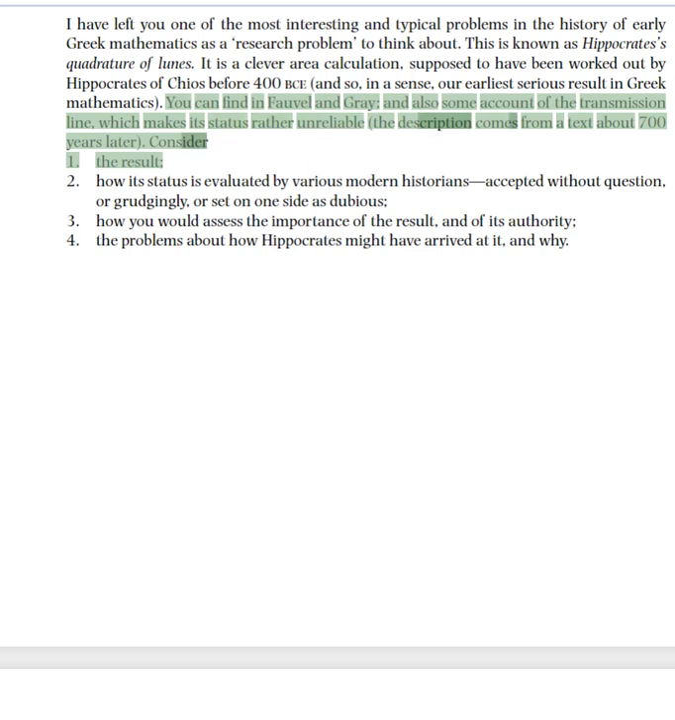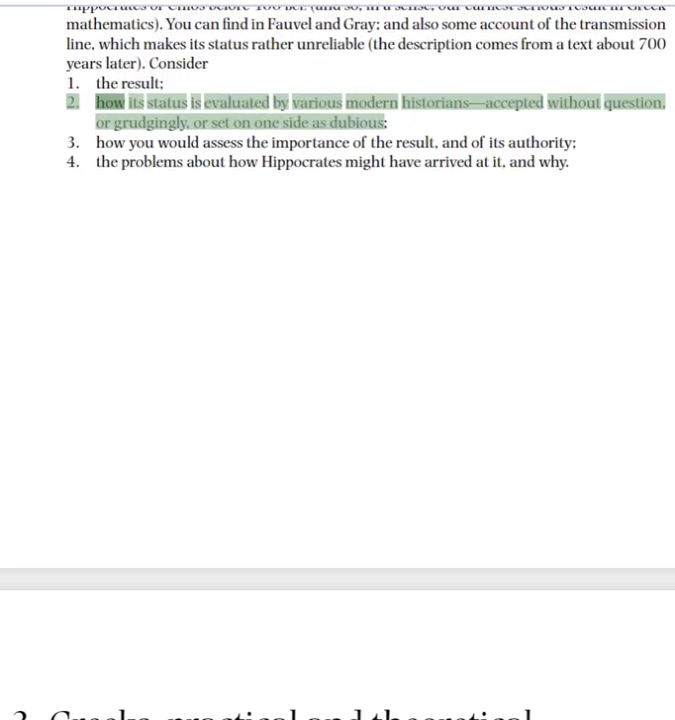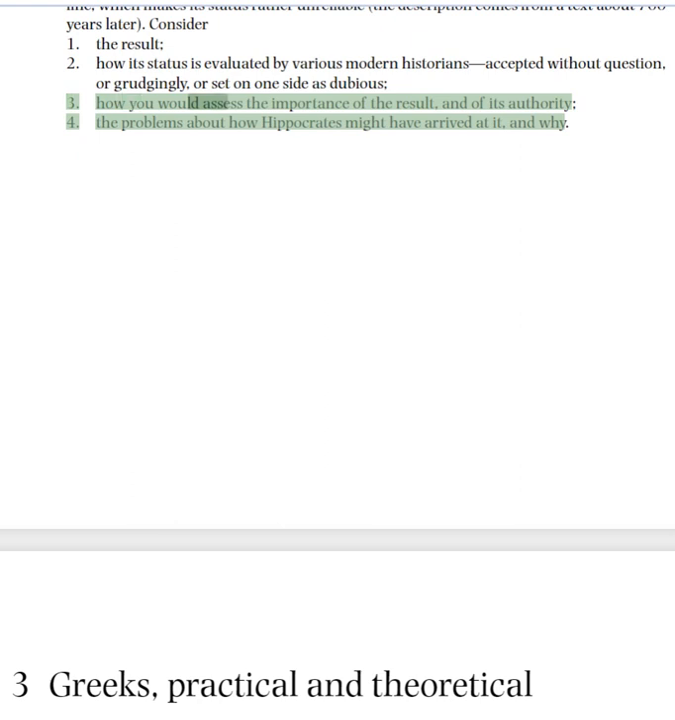Consider: 1. The result. 2. How its status is evaluated by various modern historians, accepted without question, or grudgingly, or set on one side as dubious. 3. How you would assess the importance of the result, and of its authority. 4. The problems about how Hippocrates might have arrived at it, and why.